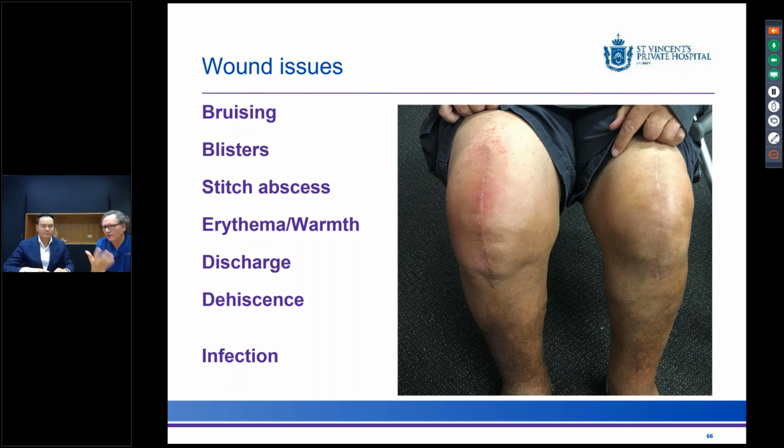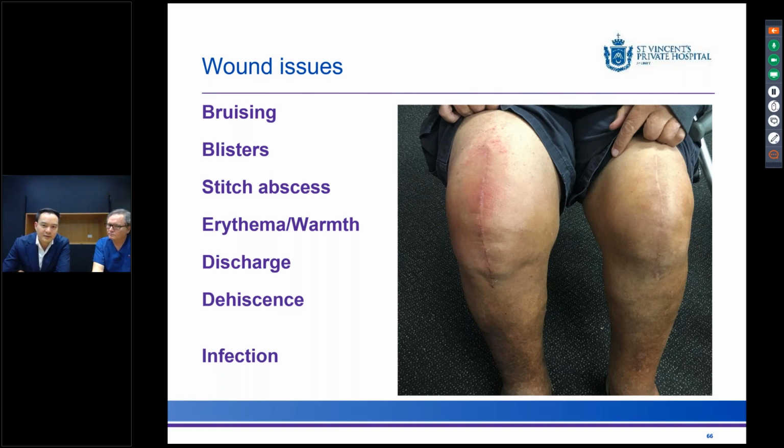And I would obviously feel that would be warm. Discharge is obviously a cause for concern, particularly if it's persistent. Dehiscence, of course, is often traumatic, and infection is always in the back of their mind and at the front of their mind as well. Yeah, so generally with wound issues, if there's any concern, as the surgeon, I'd like to know about it and be able to review the patient.